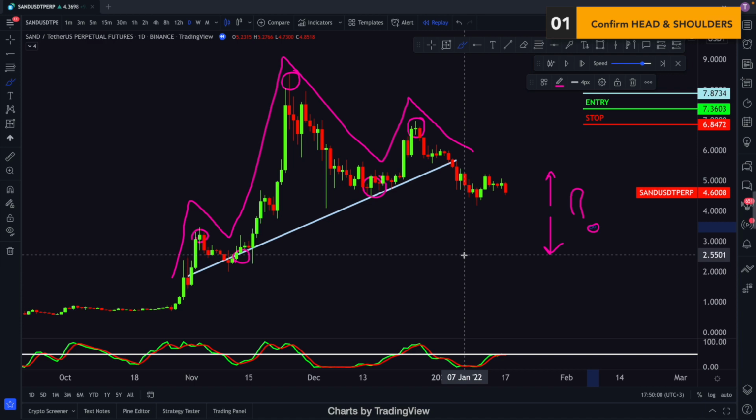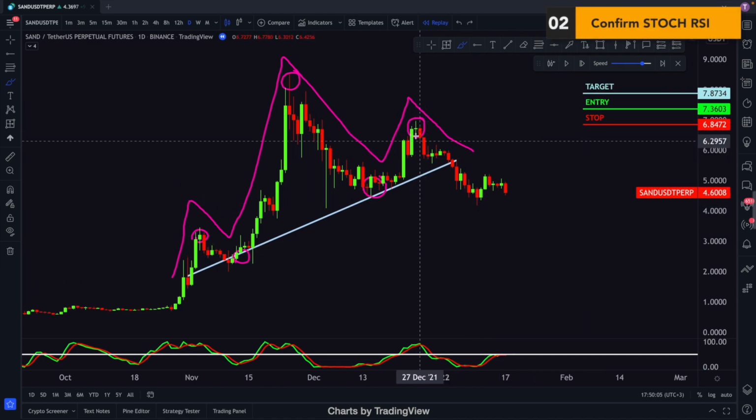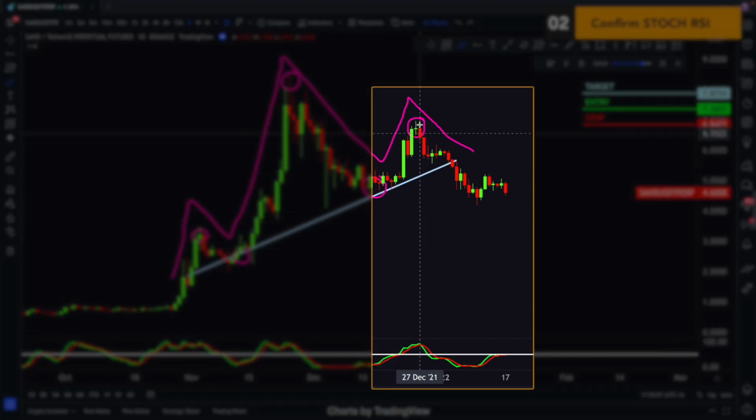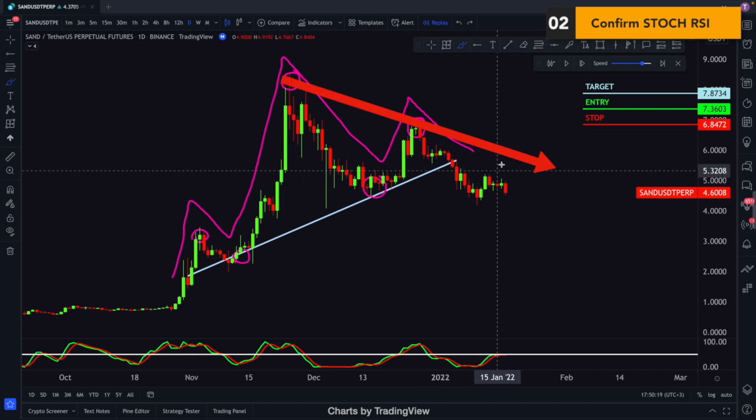Step 2. Confirm stock RSI crossover. There's a nice crossover here, over the 50 line, aligning exactly with the right shoulder. This is what I like, seeing the first lower high and a stock RSI crossover. Now I know that there could be a steady downtrend with strong sellers.